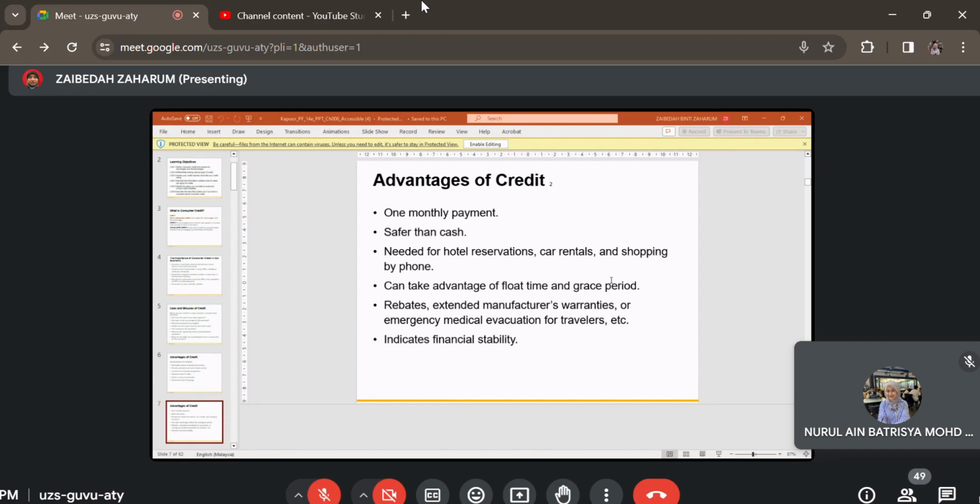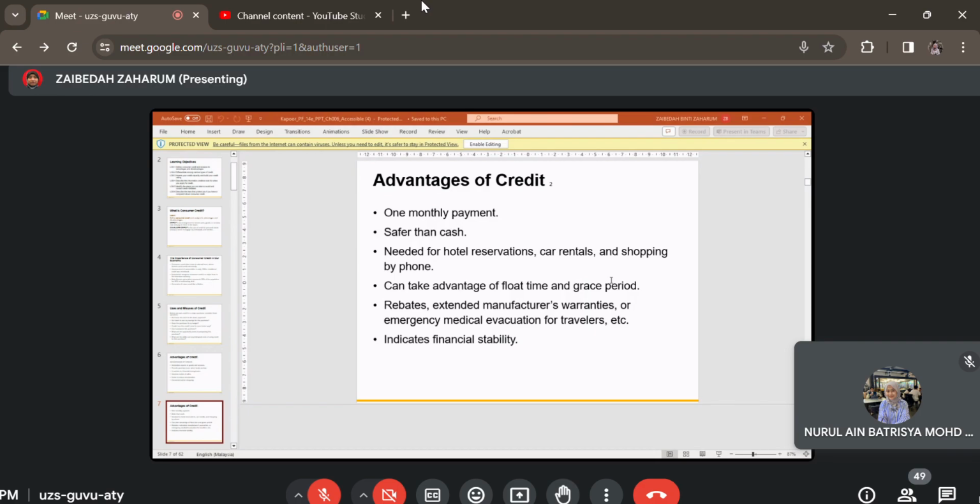Dan tambahan lagi, some credit card tadi offer extended warranties on eligible purchases. As well as kalau katakan travel related benefit, contohnya dalam credit card tadi dia ada emergency medical evacuation coverage, ada juga travel insurance. So kita kata that is what we call rebate or extended manufacturer warranties lah kepada ni lah travelers lah, okay, ataupun the card holder tadi.